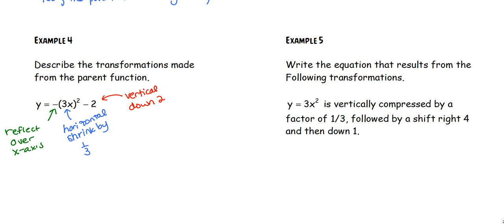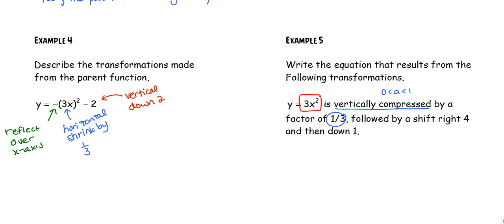All right, last one. Write the equation that results from the following transformations. So we are starting with y equals 3x squared. This function is going to be vertically compressed. That means that your a value is on the outside of the function, and the compression means it's going to be between 0 and 1. It's going to be that fraction. And in this case, it's going to be 1/3. After you do that, you're going to follow that with a shift right 4 and then down 1.